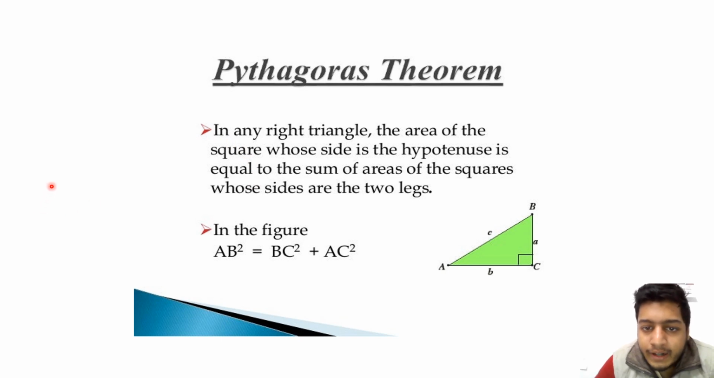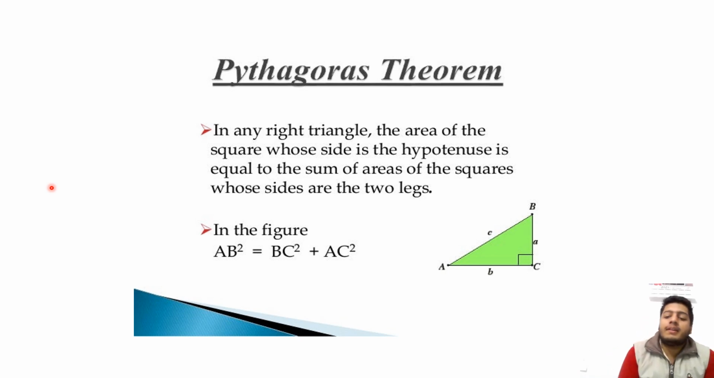In any right triangle, meaning one of the angles is 90 degrees in the triangle, then it is a right triangle. Okay, so in any right triangle, the area of the square whose side is the hypotenuse is equal to the sum of the areas of the squares whose sides are the two legs.